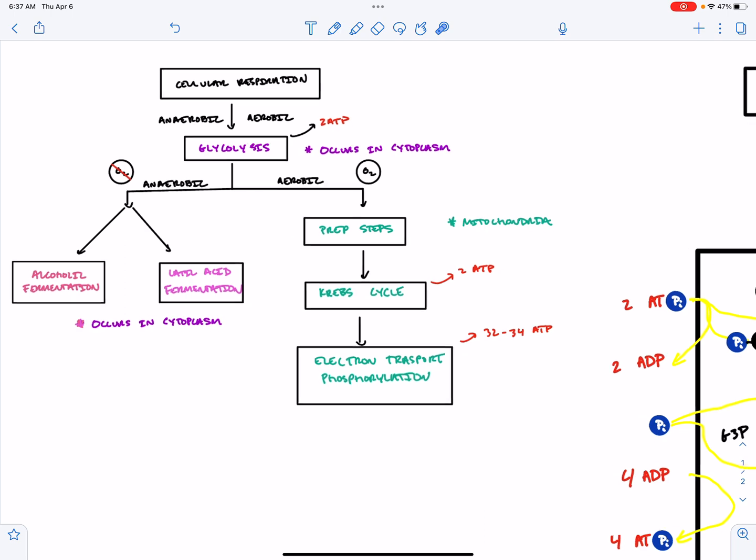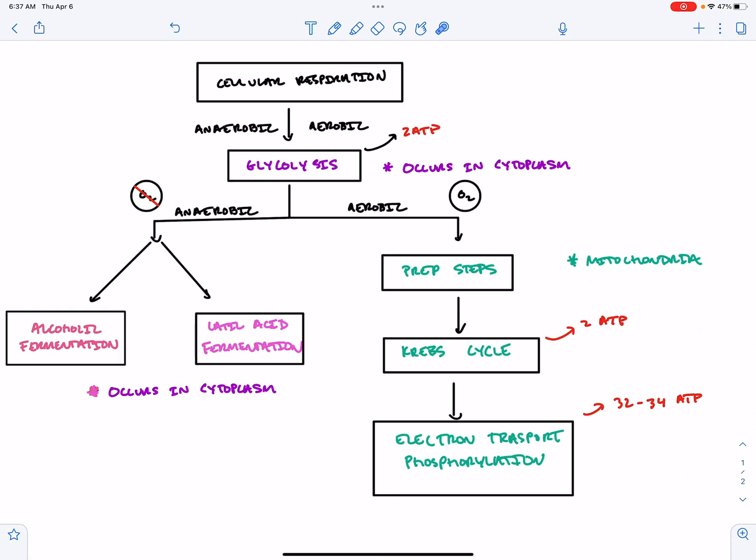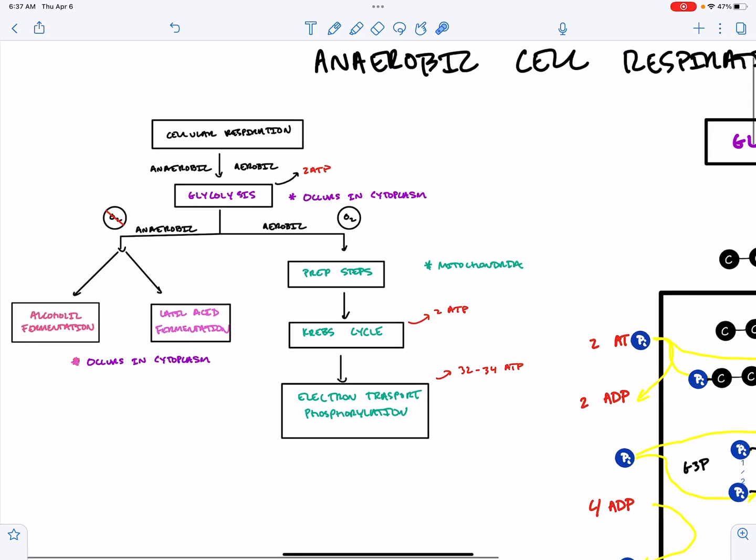Okay, quick note, we've talked about this overall graphic, and this is a flow chart through all of cellular respiration. There are two pathways. One pathway is the anaerobic pathway, which is done in the absence of oxygen. And the other is the aerobic pathway, which is done in the presence of oxygen. They both start with glycolysis.